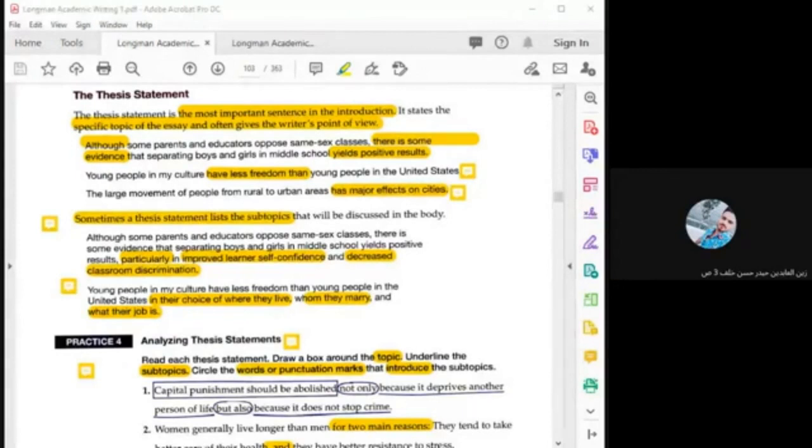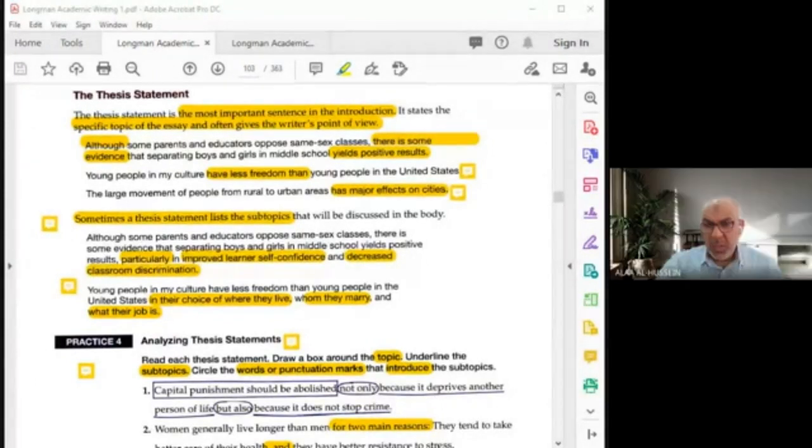I think with the subtopics it would be more meaningful and clear. Meaningful and clear. Other students, please, if you have any answer, what are the differences between thesis statements with and without subtopics?